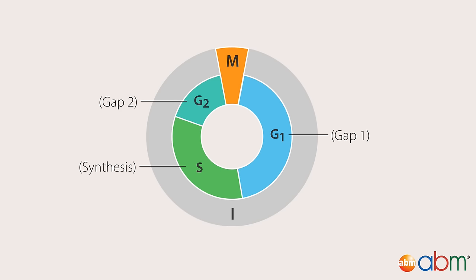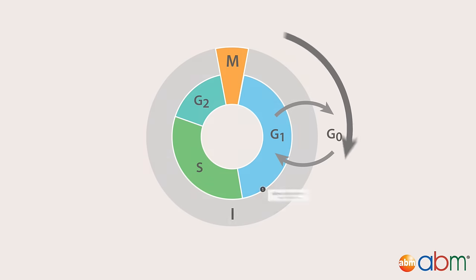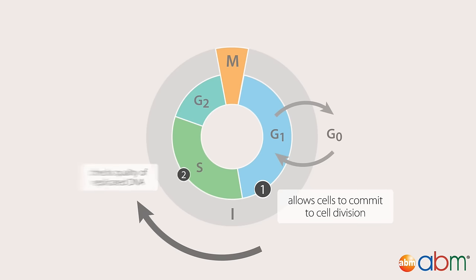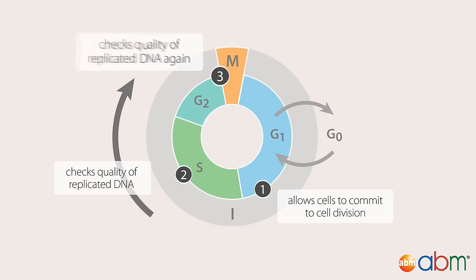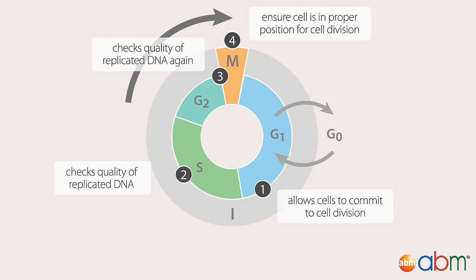Checkpoints are there to ensure that the cell meets the appropriate requirements in order to move on to the next stage of making daughter cells. One of the checkpoints is at the end of G1, which allows cells to commit to cell division. The second checkpoint is at the S phase and is there to check the quality of the replicated DNA and to determine if any DNA repair mechanisms need to be activated. The third checkpoint is after G2, and its purpose is, again, to ensure that DNA has been replicated completely and is undamaged. Finally, there are several checkpoints within mitosis to ensure that the cell is in a proper position to complete cell division.